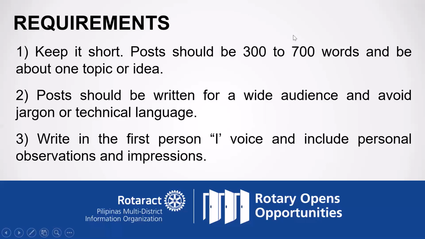There are certain requirements to meet. First, keep it short. Posts should be 300 to 700 words and be about one topic or idea. Second, posts should be written for a wide audience and avoid jargon or technical language. Write like you speak using conversational language to explain things clearly and include specific examples to illustrate a point. Write in the first person I voice and include personal observations and impressions. The best posts tell a story that will inspire other people to want to know more about Rotary.